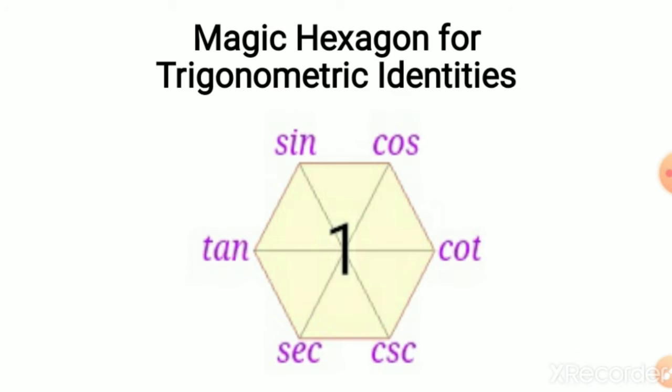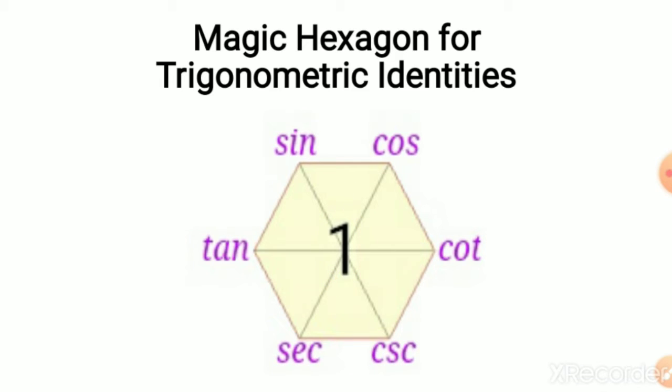Magic hexagon for trigonometric identities. This hexagon is a special diagram to help you remember some trigonometric identities. As you notice, this hexagon has the 6 trigonometric functions labeled at its angles. We have here a tangent, sine, cosine, cotangent, cosecant, and secant. Also, at the center of the hexagon, we have a number 1.